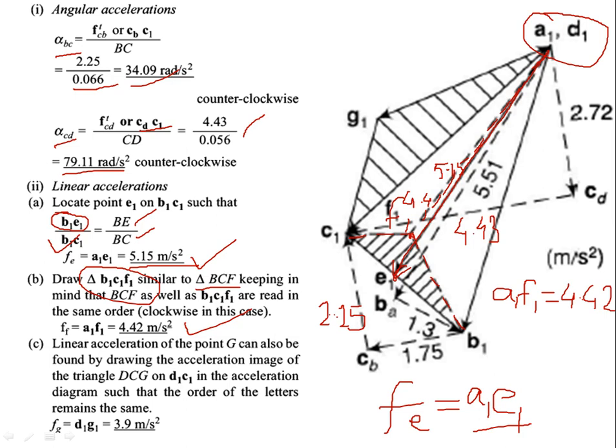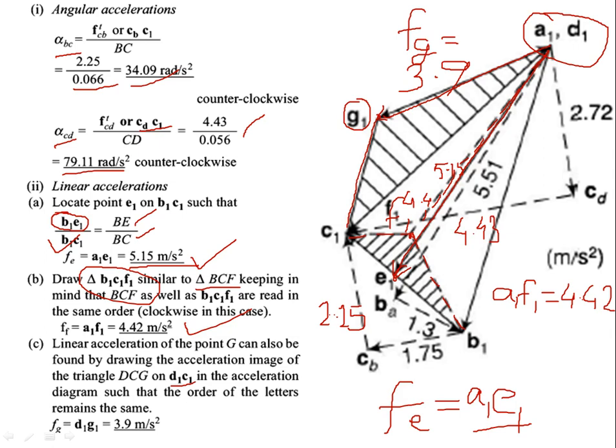So if we take D1 C1 now, with the help of D1 C1 you can mark the point G1. Take C1 G1 here, and then from D1 to G1 locate these points. The intersection point will be nothing but point G1. And from the initial point, if you measure D1 G1, whatever distance you get is nothing but the value of acceleration at point G. So FG will be around 3.9.